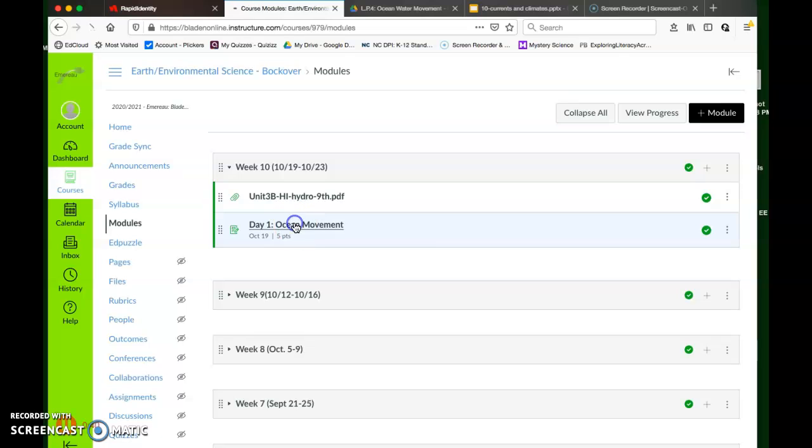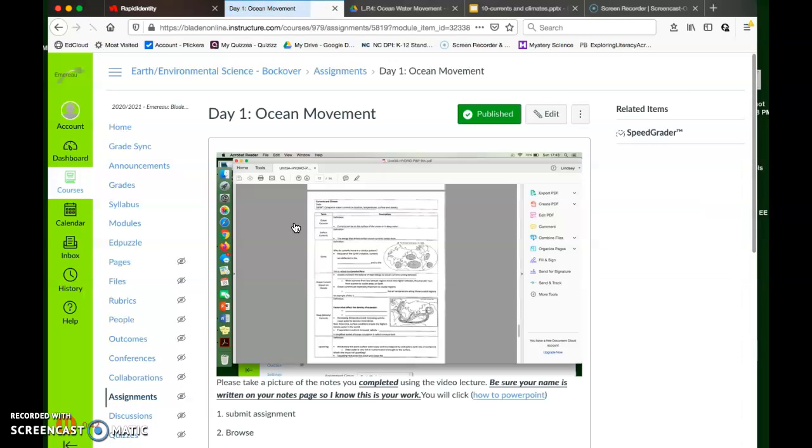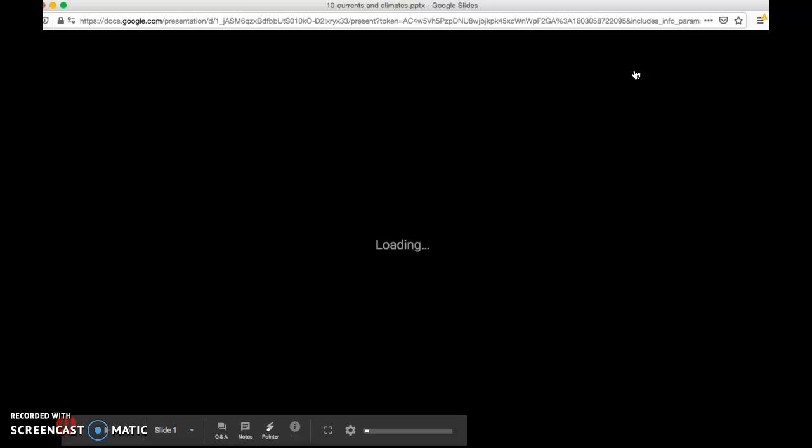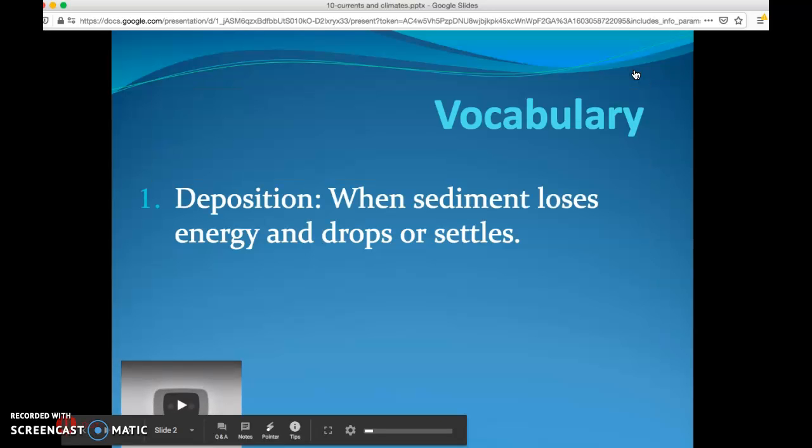All right, and then the page that we're doing, which is still in our old notebook, looks like this. It's labeled Currents and Climate. So let's get started. You have one vocab word today, deposition. It's when sediments lose energy, drop or settle.